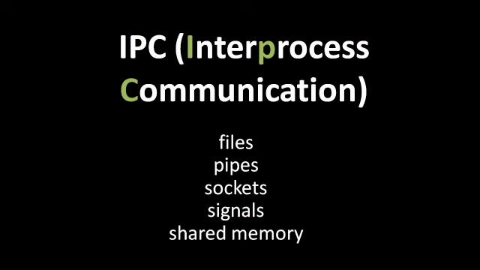IPC, inter-process communication, is an umbrella term for any mechanism of the CPU that facilitates communication between processes. The simplest kind of IPC, files, can be read and written by multiple processes and thus can serve as channels of communication between them. Other mechanisms include pipes, networking sockets, signals, and shared memory, and we'll discuss some of these in the Unit on Unix system calls.